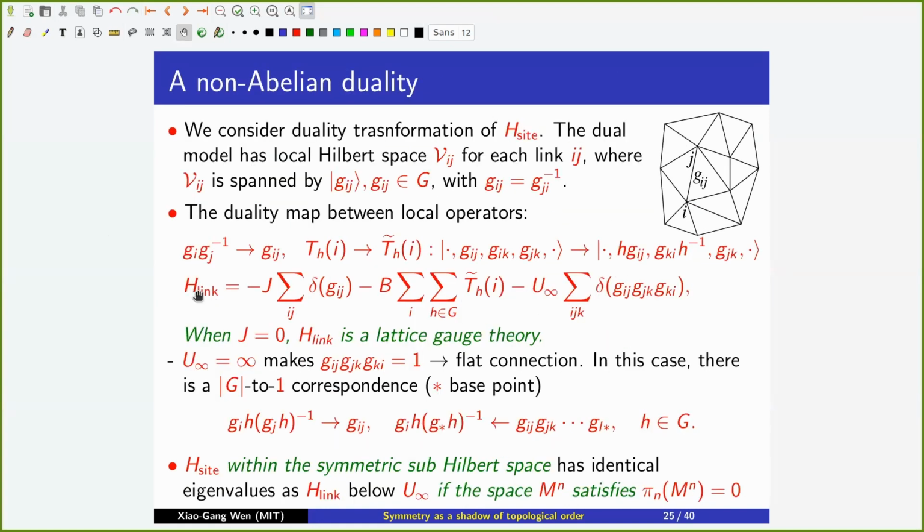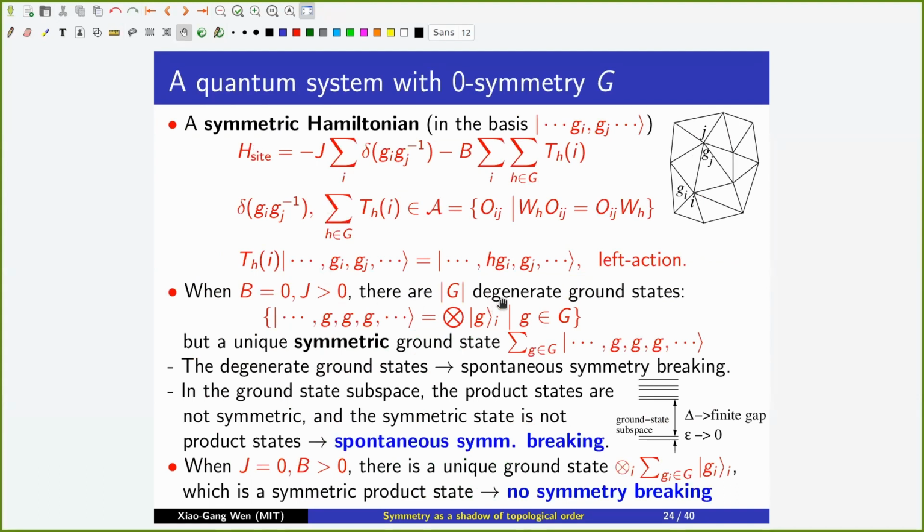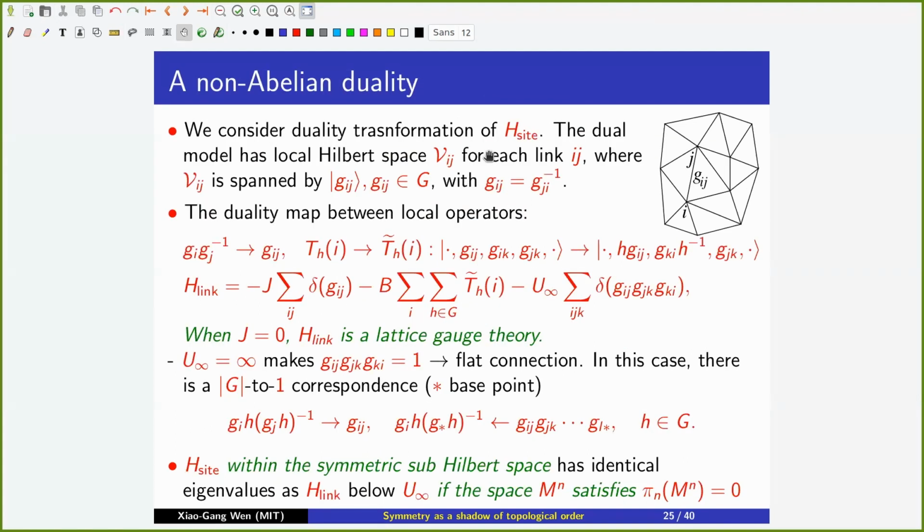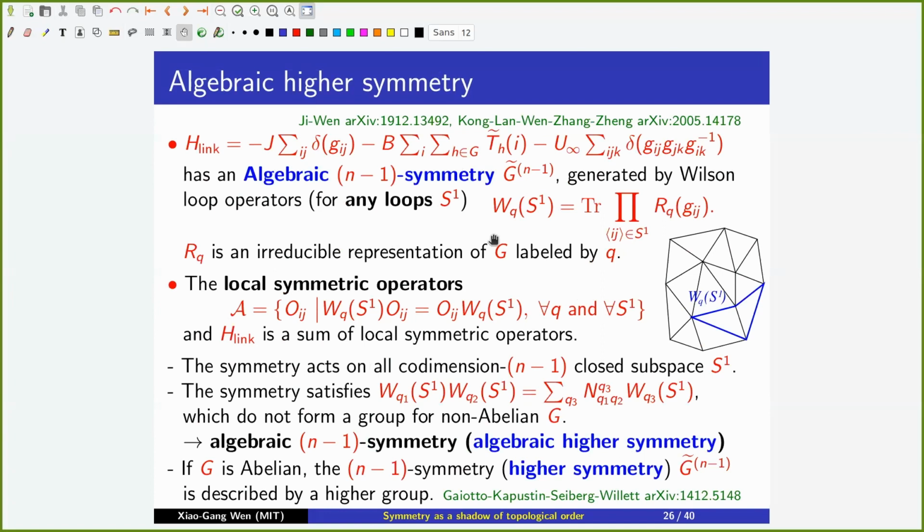Okay. So therefore we can map the site model into the link model using this operator identity. It turns out that these two models are identical and have the same spectrum, again within the symmetric low energy subspace. Okay. But what is the symmetry? For the site model, we know the symmetry: it is just this H action. For the link model, what is the symmetry? Well, the link model has the following symmetry.